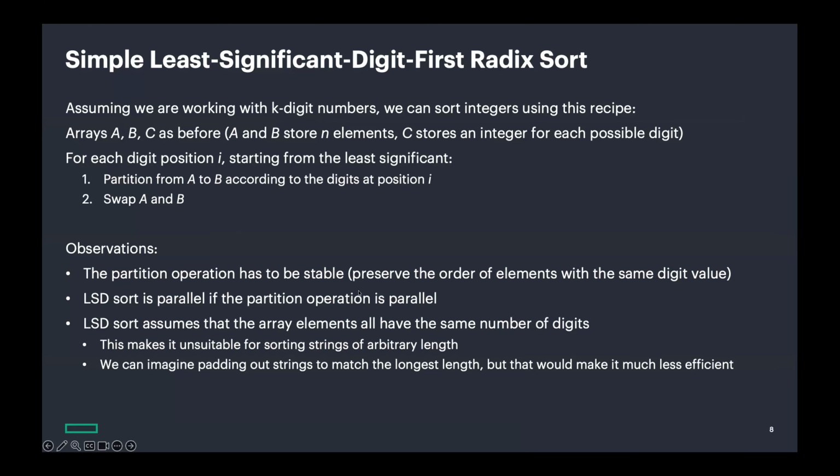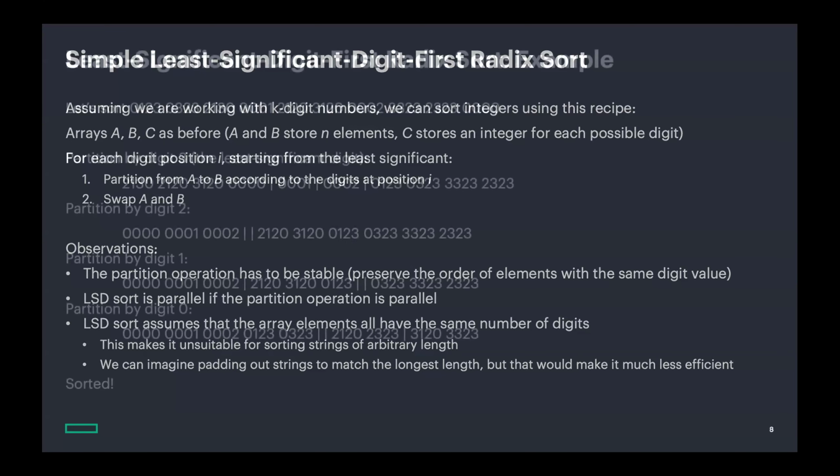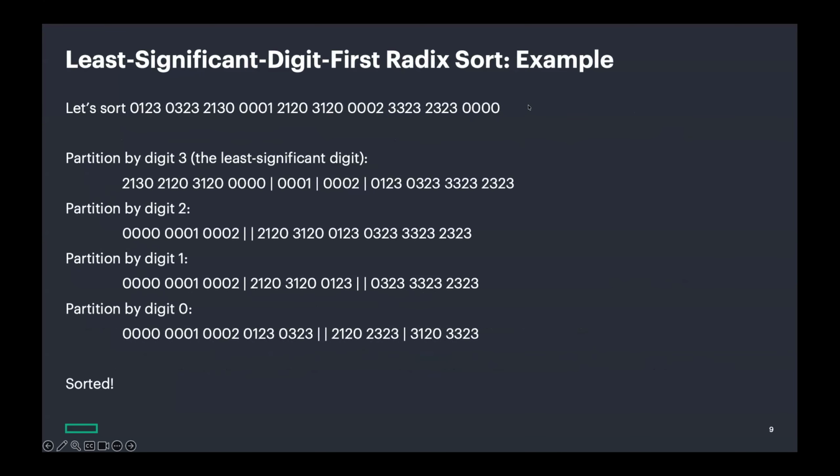And it assumes that all of the array elements have the same number of digits. So if we have strings that have arbitrary lengths, it's unsuitable. You could imagine working around that by padding everything out to match the longest length, but that would make it a lot less efficient. So here I have a quick little example of least significant digit first radix sort.